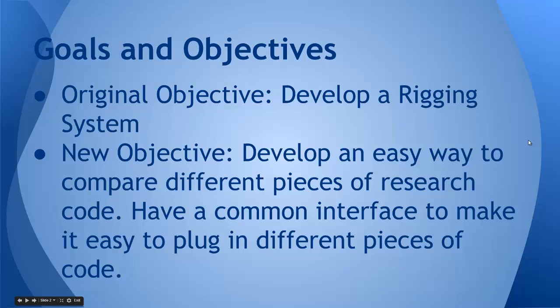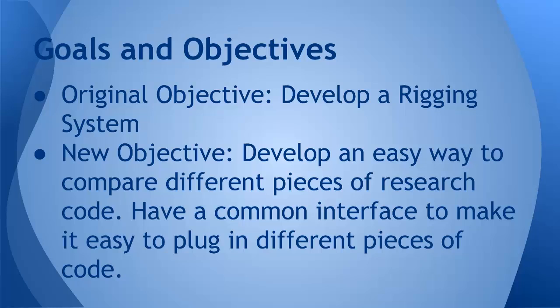So our goals and objectives, this kind of changed. Our original objective was to develop a sort of full rigging system, but what ended up happening, because I was doing research and developing a product at the same time, is to develop an easy way to compare different pieces of research code, with a common interface to make it easy to plug in different pieces of code. So, let's say I have something in C, but I also have something in MATLAB. There should be some common high-level interface so I can plug both in and compare them next to each other.